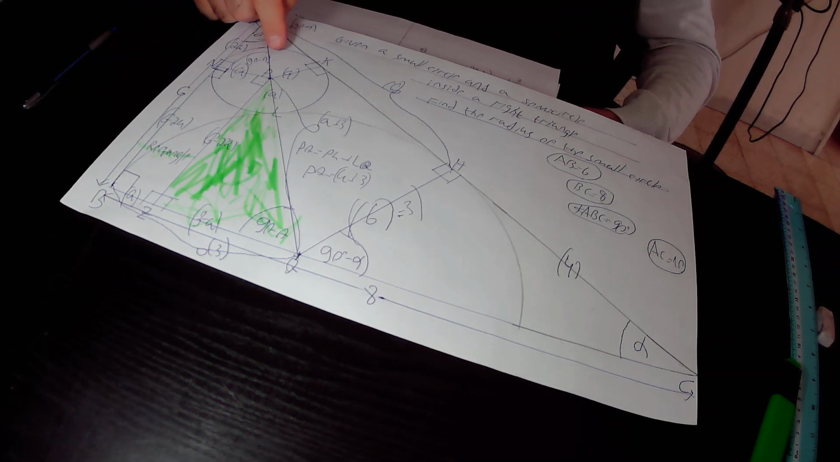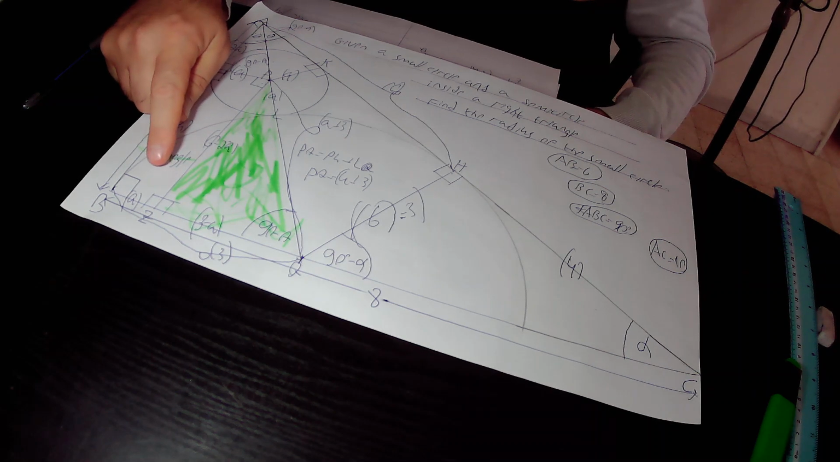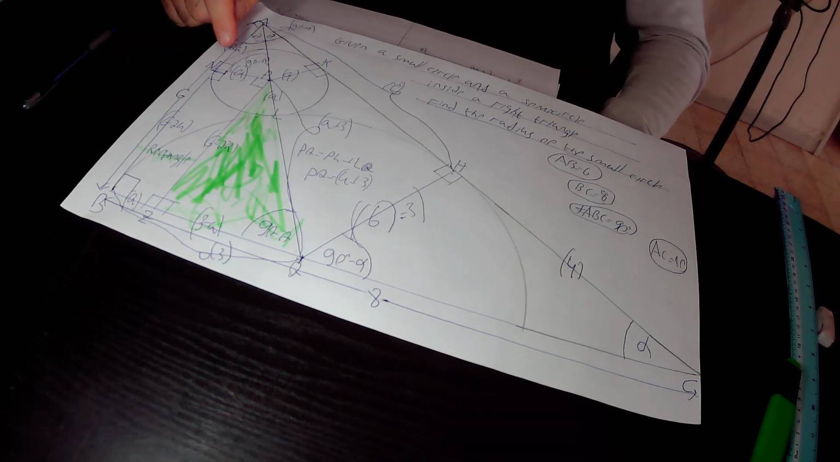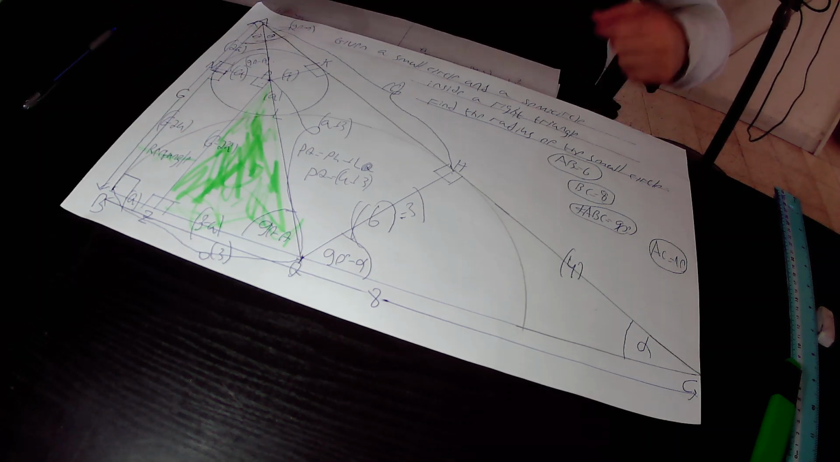So in the rectangle NPBQ, side NP must be equal to the opposite side BZ. But NP is A, therefore BZ must also be equal to A. Likewise, in the rectangle NPBQ, side NB must be equal to the opposite side PZ. But NB is 6 minus 2A, therefore PZ must also be equal to 6 minus 2A.